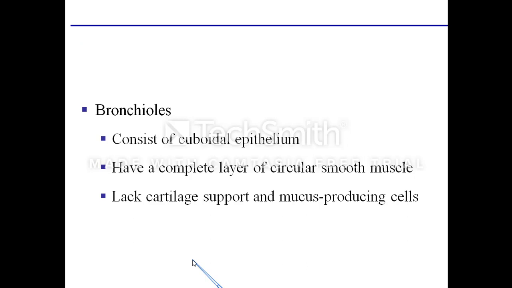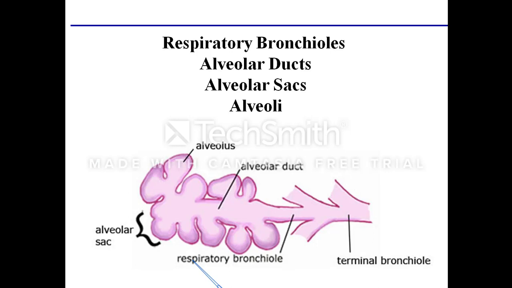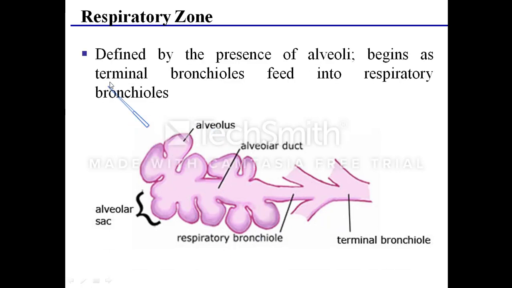Bronchioles have cuboidal epithelium, meaning cube-shaped cells, and a complete layer of circular smooth muscle cells is present in the bronchioles, but they lack cartilage support and mucus-producing cells. Terminal bronchioles open into respiratory bronchioles. The respiratory bronchiole opens into the alveolar duct, alveolar sac, and finally the alveolus. The region where alveoli are present is called the respiratory zone. It begins where the terminal bronchioles feed into the respiratory bronchioles.